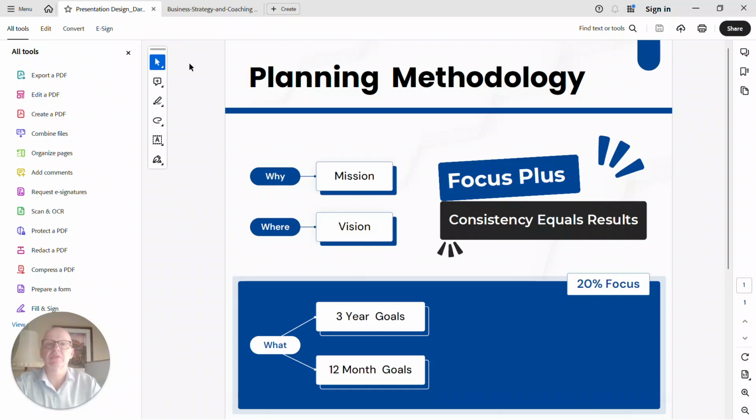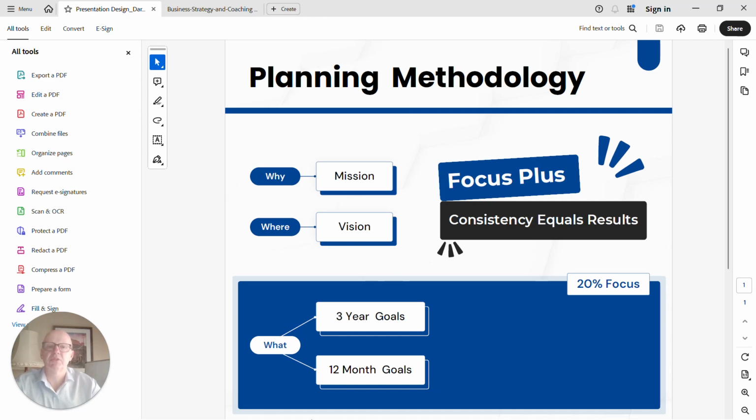Okay, so today we're talking about the planning methodology and why it's so important in terms of avoiding the four biggest mistakes from business owners, which is lack of clarity, scattered focus, inconsistent habits, and lack of accountability. So the planning methodology is really good in terms of particularly the clarity and the focus. Because if you don't know where you're going and what you're supposed to be focused on, you're going to waste a lot of money, a lot of time, a lot of resources.